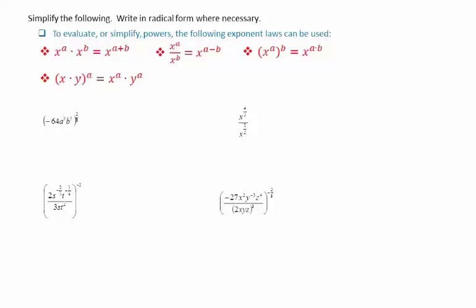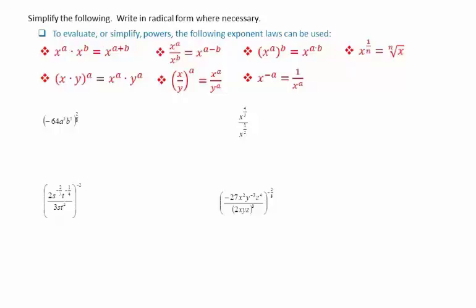X times y raised to the a, we can separate that to x to the a times y to the a. X over y raised to the a, again, x to the a over y to the a. X to the negative a, if we have a negative exponent, take the reciprocal and make it 1 over x to the a.